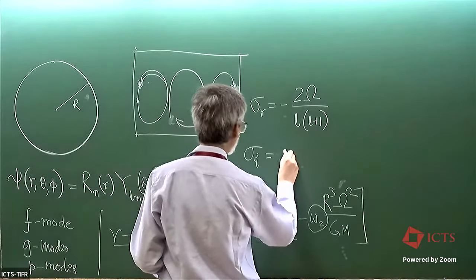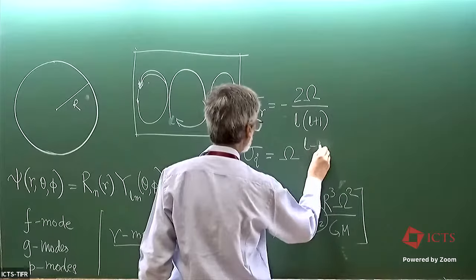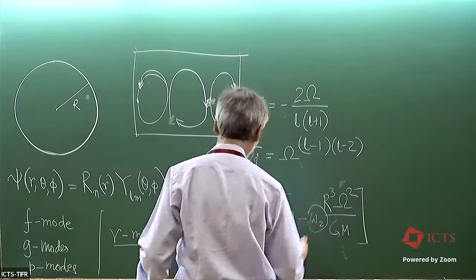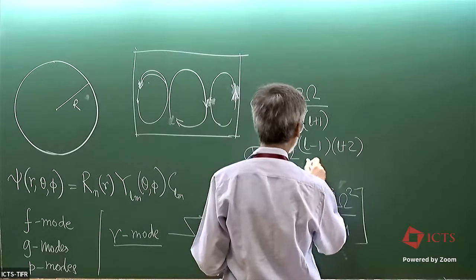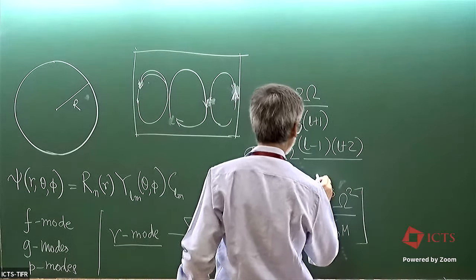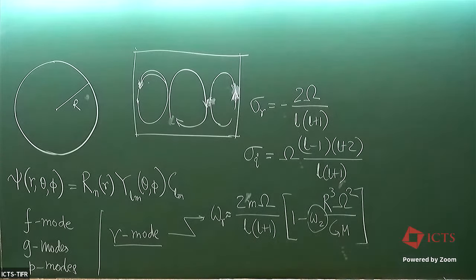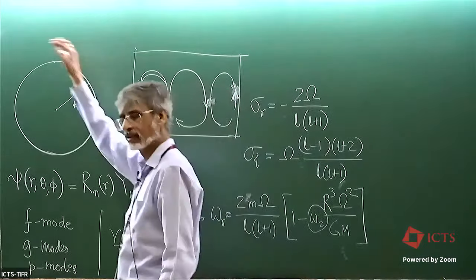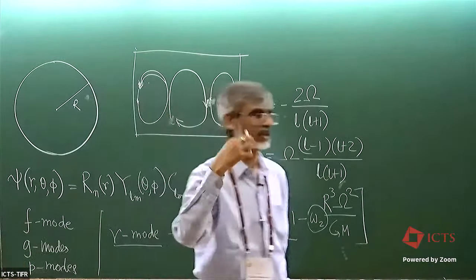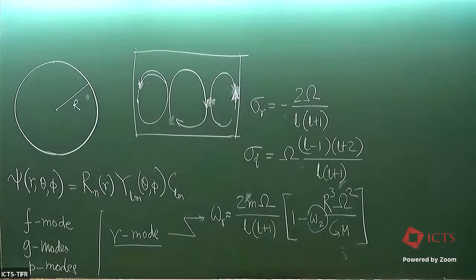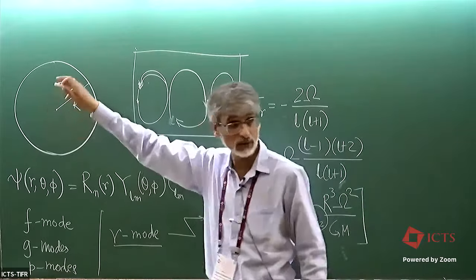So this will be omega times (L minus 1)(L plus 2) divided by L(L plus 1). So here is a situation where the pattern, as far as the star is concerned, is retrograde, but as far as the inertial observer is concerned, it is prograde. The restoring force of this is actually the Coriolis force on the surface of the star.